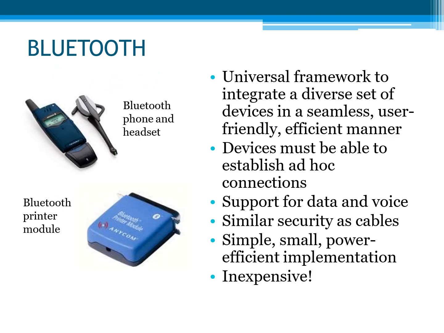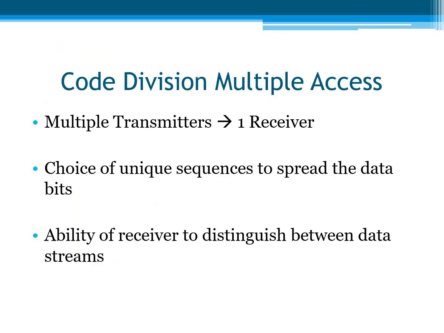Next is Bluetooth. Here we have a Bluetooth phone and headset, and a printer module. It is a universal framework to integrate a diverse set of devices in a seamless, user-friendly, efficient manner, and devices may be able to establish ad hoc connections. It also supports data and voice, with security similar to cables, simple, small power, efficient implementation, and it is inexpensive.